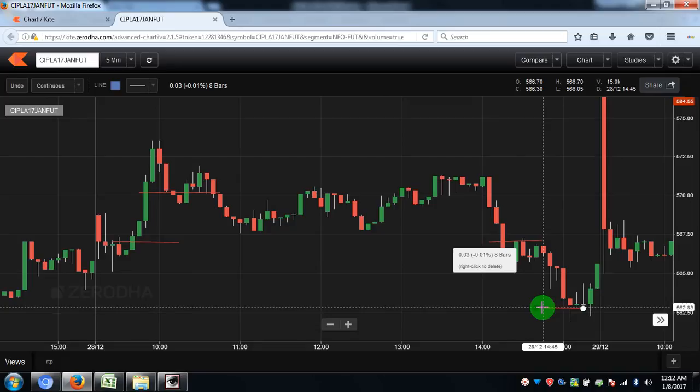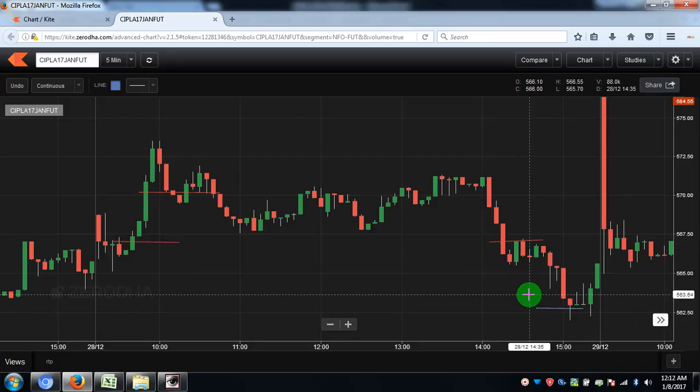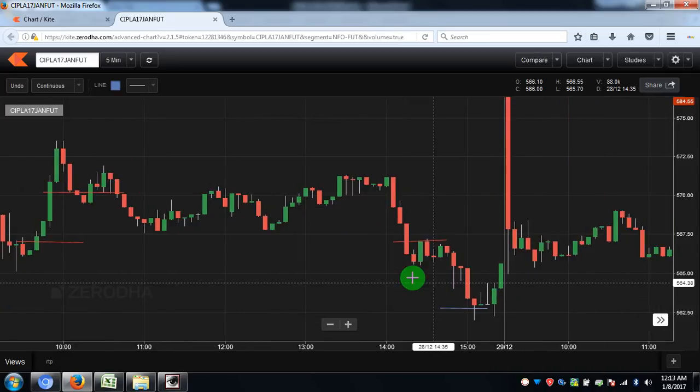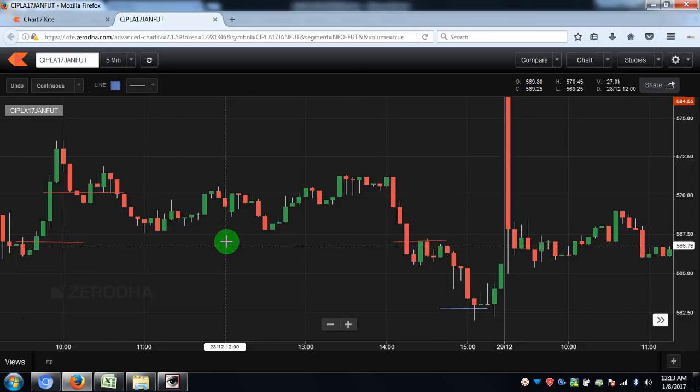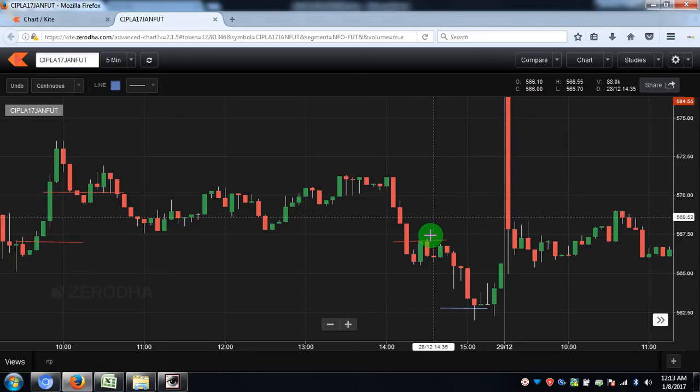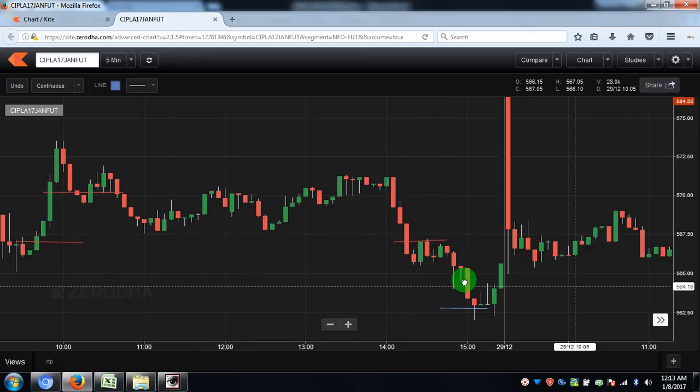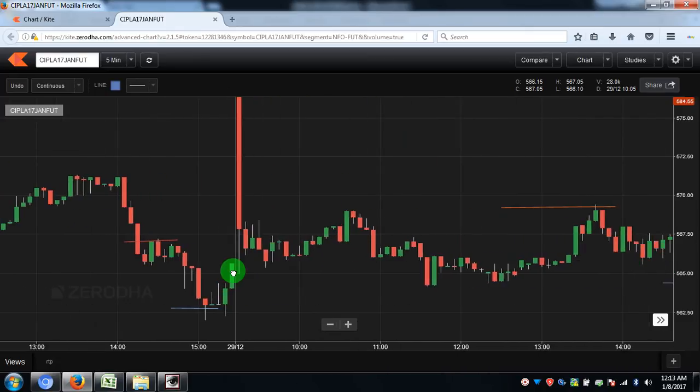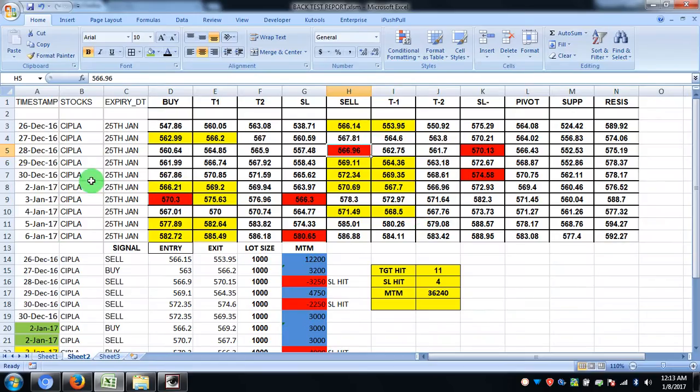So this was the call in Cipla for 28th. First, stop loss was triggered, and the second time when the sell call was generated, you can see it continuously came down. Again that time it did not go up, so from there the target was done. So this was the call on 28th, and let us move to the 29th date.